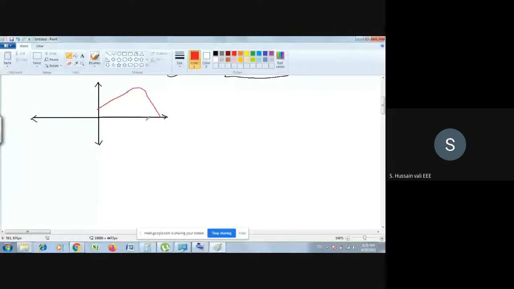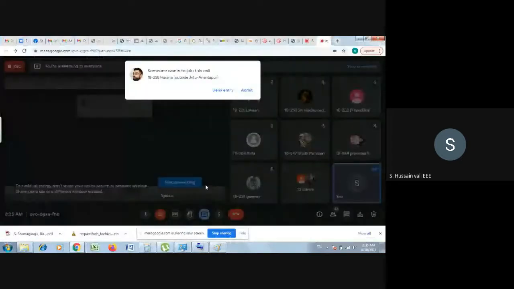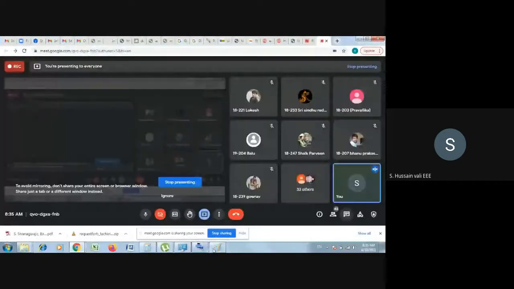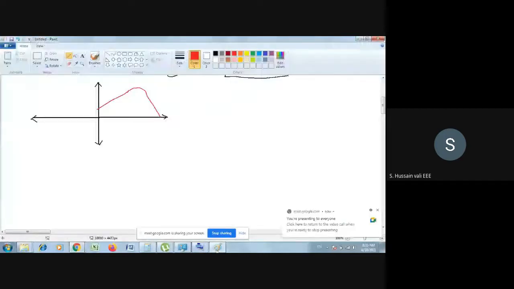Yeah, this is approximately. We can take this as a motor characteristic. Okay. So now you see, this one is speed. This is torque. Okay.